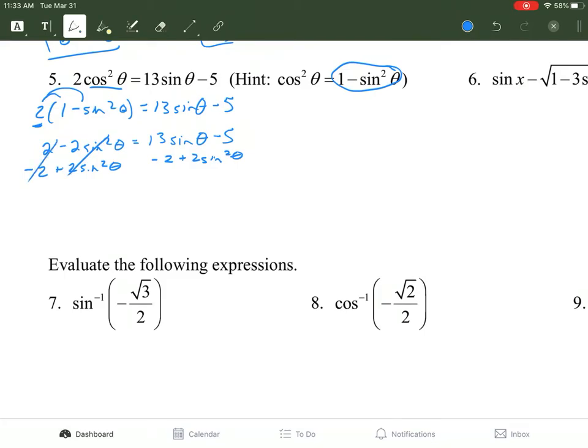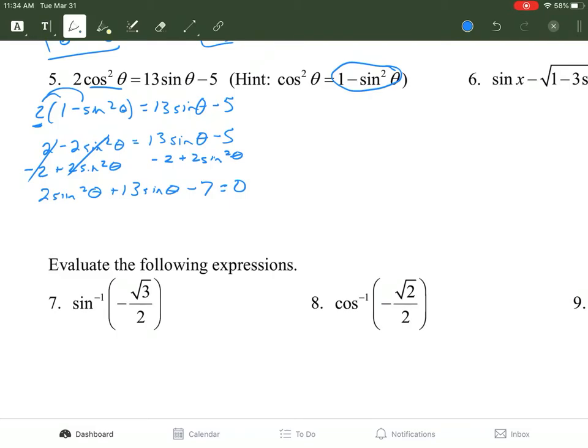So that means all that stuff on the left will go away. I'm going to rewrite it on the left anyway, just because I want to. So I'm going to have 2 sine squared, all right, plus 13 sine. And then negative 5 minus 2 is going to be negative 7. So that's our equation.